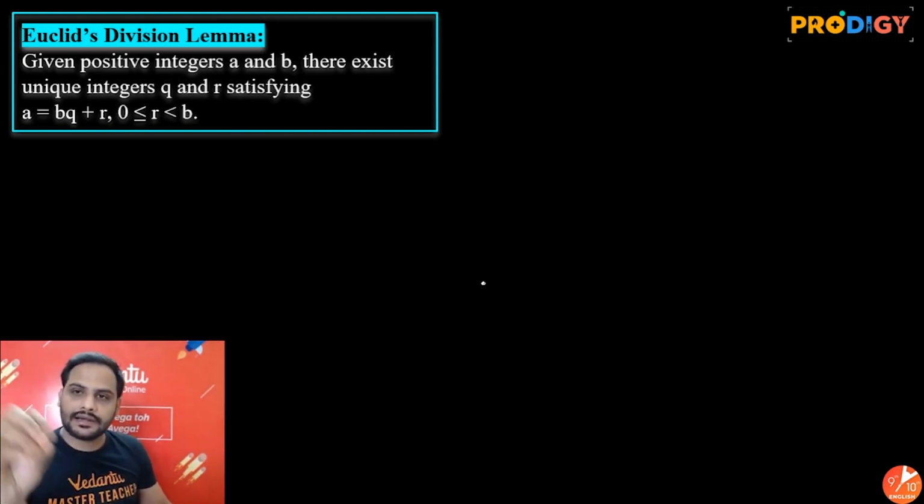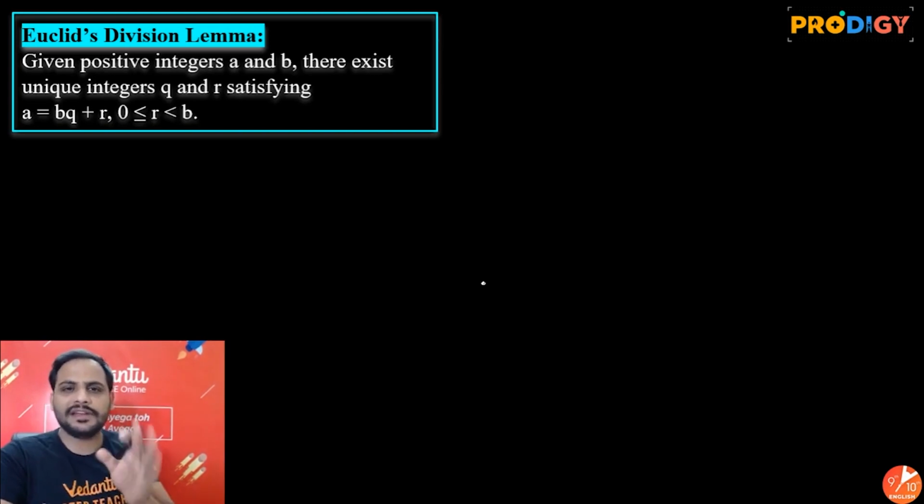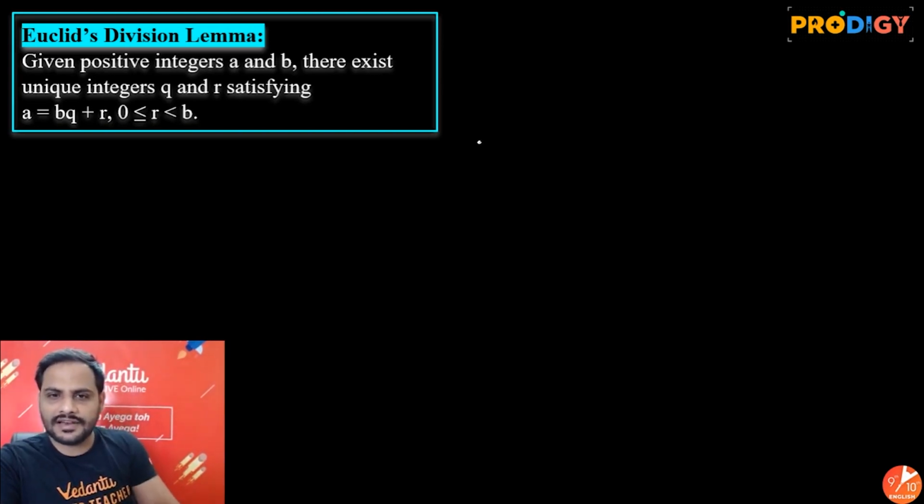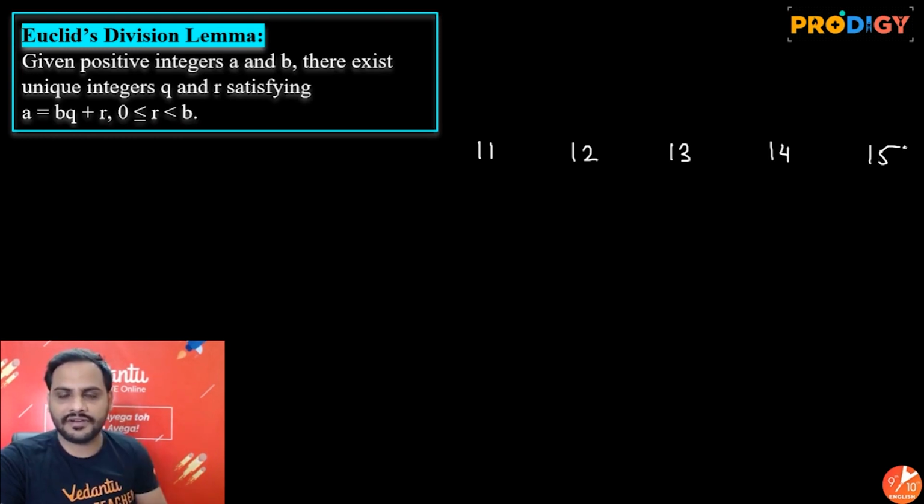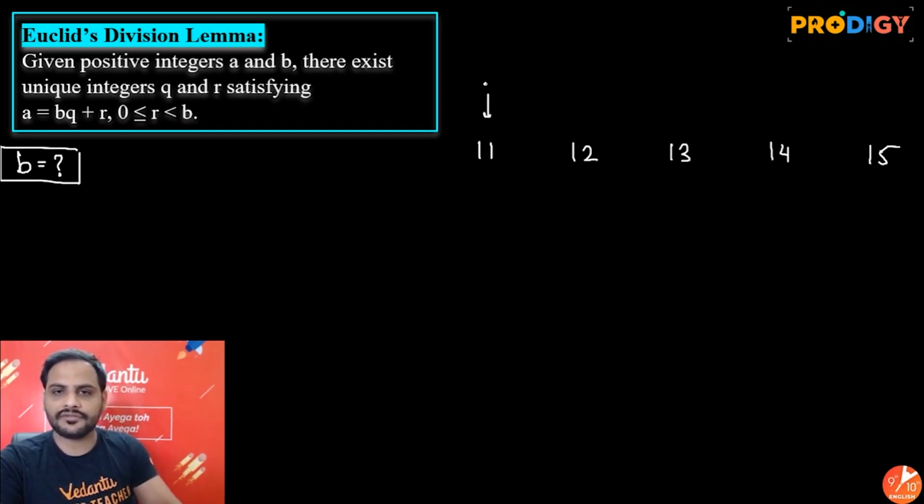How can I write numbers in different forms through Euclid's division lemma? Let me take some 5 numbers, say 11, 12, 13, 14 and 15. These are the 5 numbers I have taken and I will represent them in different forms. For example, first we will be choosing the value of B, and the value of A.